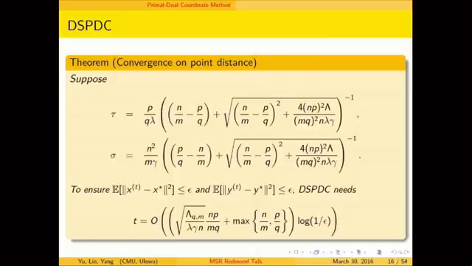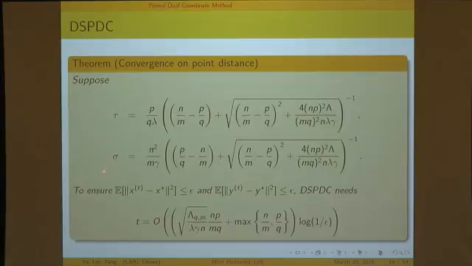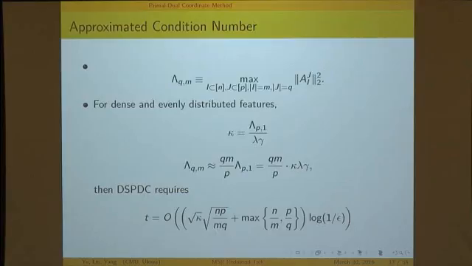This is our result. After choosing these step sizes tau and sigma, to ensure the gap is smaller than epsilon, our DSPDC needs such an iteration number. Again, the dependence on epsilon is log 1 over epsilon, which means that it is a linear convergence algorithm. But we have some other additional terms here. Now, in the following, I will discuss the difference between these two algorithms.